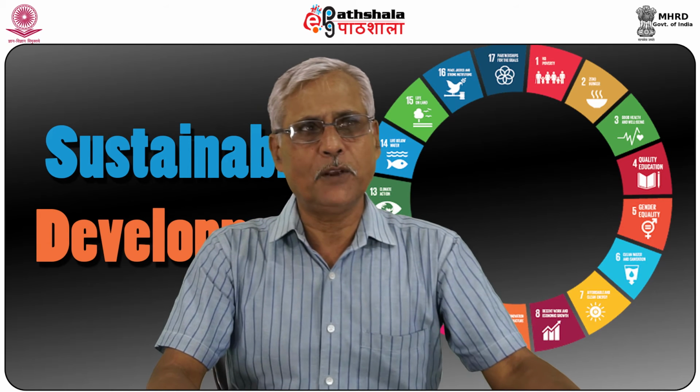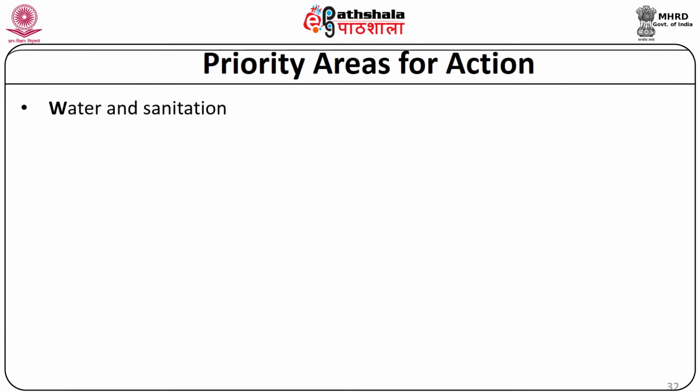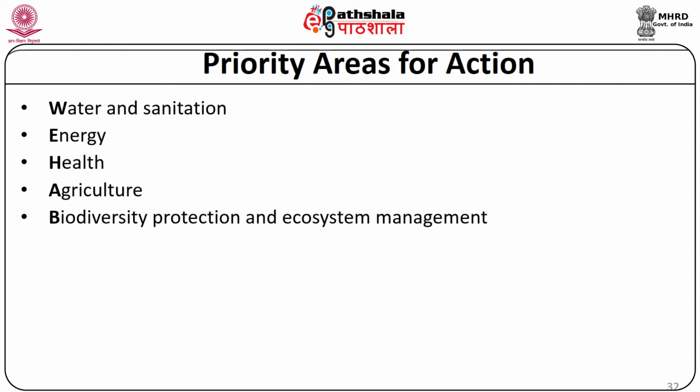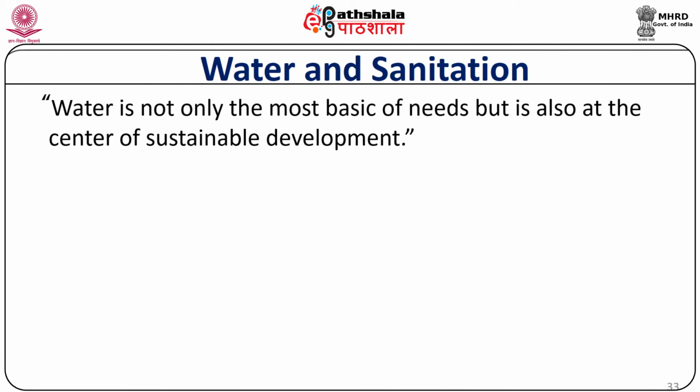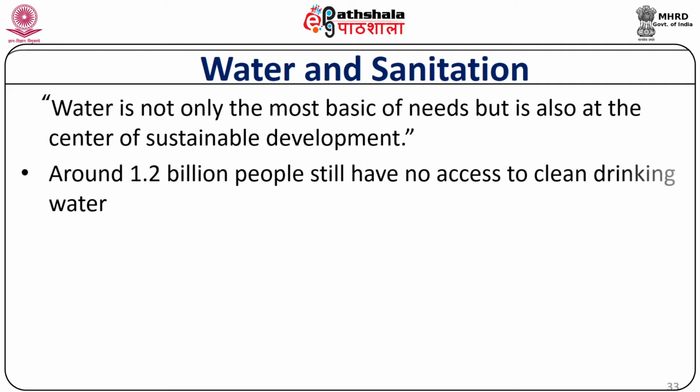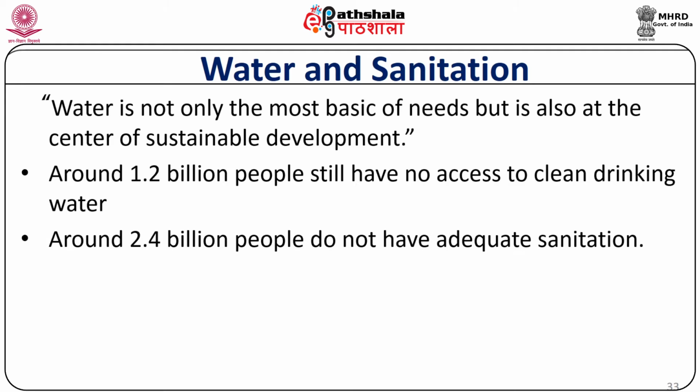Priority areas for action would be water and sanitation, energy, health, agriculture, biodiversity protection, and ecosystem management. Water and sanitation. Water is not only the most basic of needs, but is also at the center of sustainable development. Preservation of water for future generations is a must. Around 1.2 billion people still have no access to clean drinking water. Around 2.4 billion people don't have adequate sanitation.